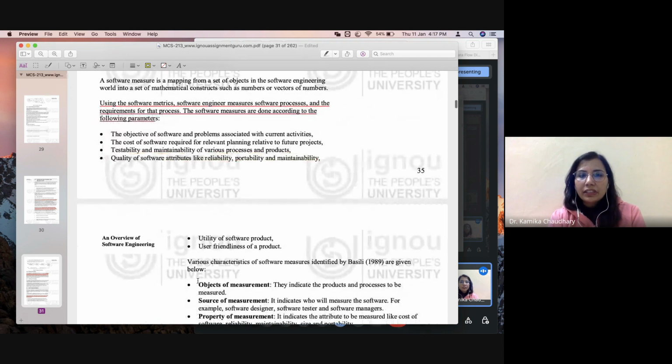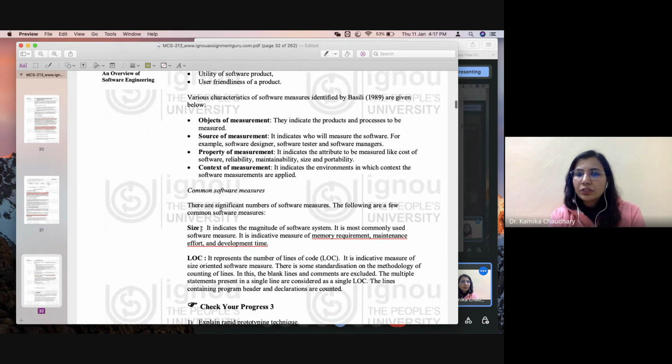The two important things which need to be measured are the size of the software and the lines of code in the software. There are two common software measures. The first is the size of the software, which indicates the magnitude of the software system. Basically, it represents how much memory is required for the software, how much maintenance effort is required, and how much development time is required. That comes under your size measurement, right? It is a kind of measure.